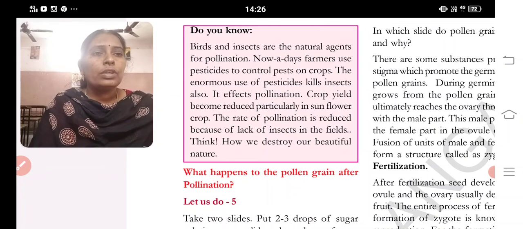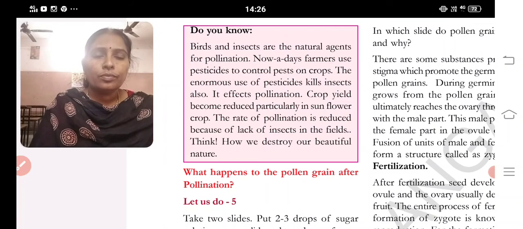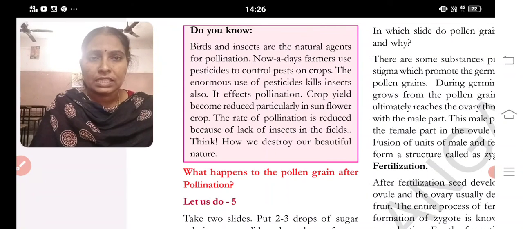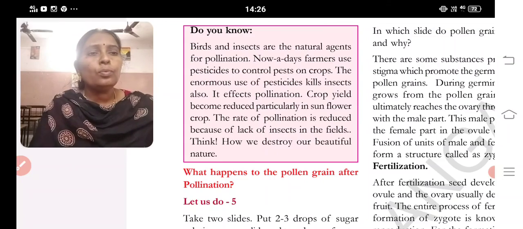Okay. What is fertilization? Fusion of male and female reproductive parts forms a zygote, and this process is known as fertilization. The zygote will give the seed and the seed will give the new plant.